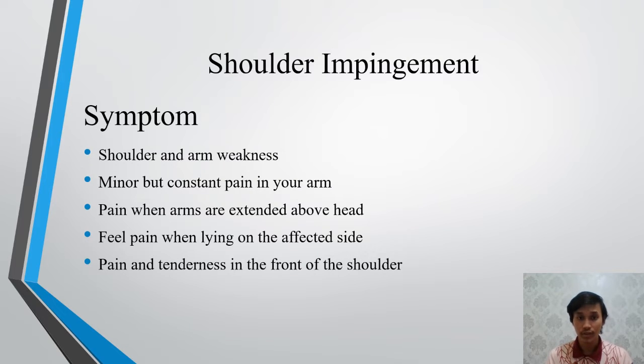For the next injury, shoulder impingement, the symptoms are shoulder and arm weakness, minor but constant pain in your arm, pain when arms are extended above the head, pain when lying on the affected side, and pain and tenderness in the front of the shoulder.